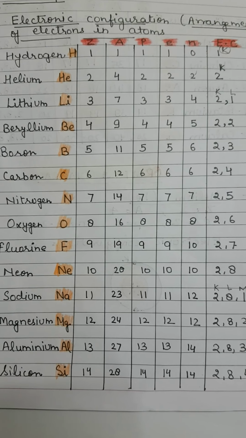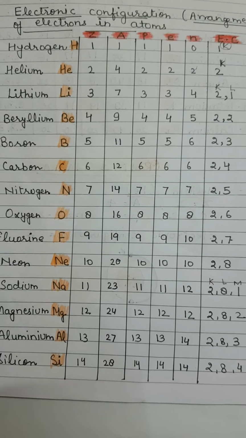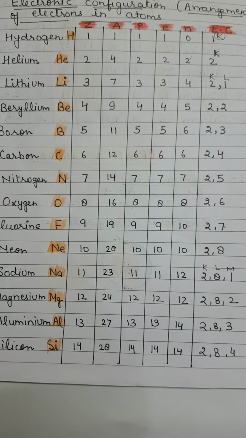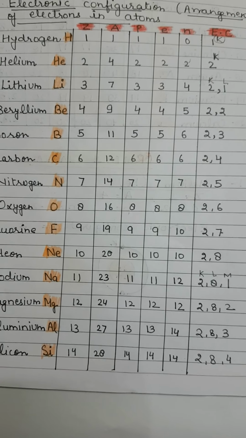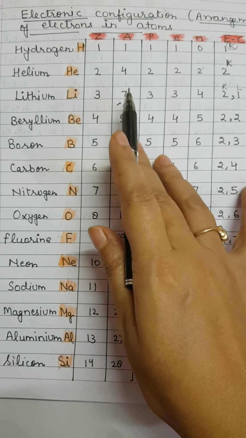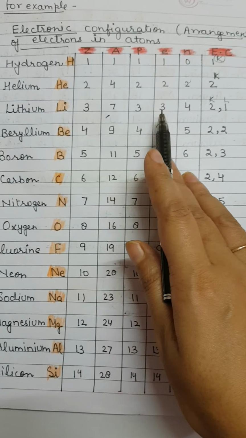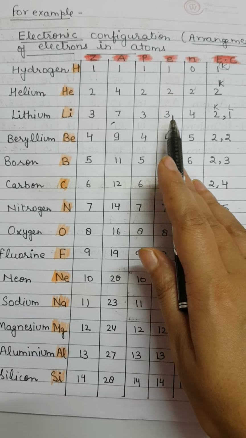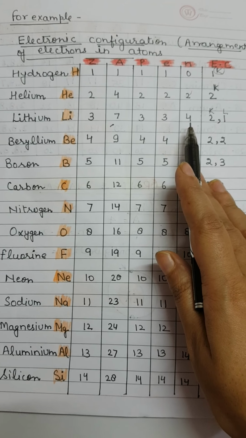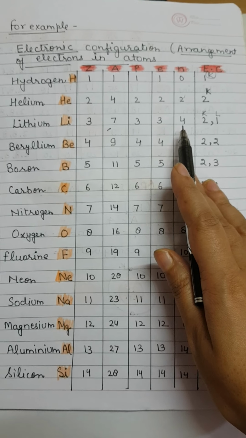Electronic configuration: only one electron is present, so this electron is present in the K shell. Lithium, Li, atomic number 3 and mass number 7. So number of protons 3, number of electrons 3, and number of neutrons? What is the formula to find the number of neutrons? A minus P, that is 7 minus 3, which is equal to 4.